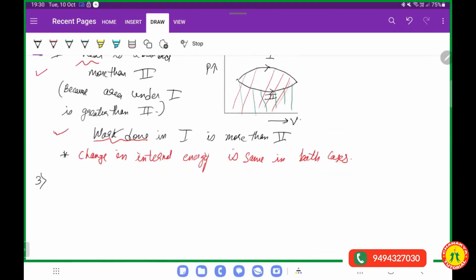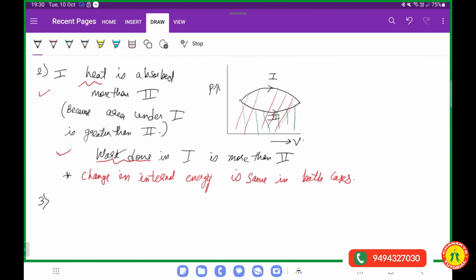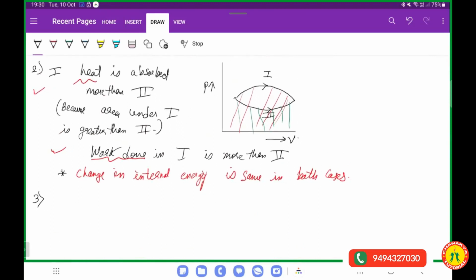In next graph we saw whichever area we observe, whichever the higher area under this, that will be the more heat absorbing. So in this case, first one is absorbing more heat as compared to the second case.